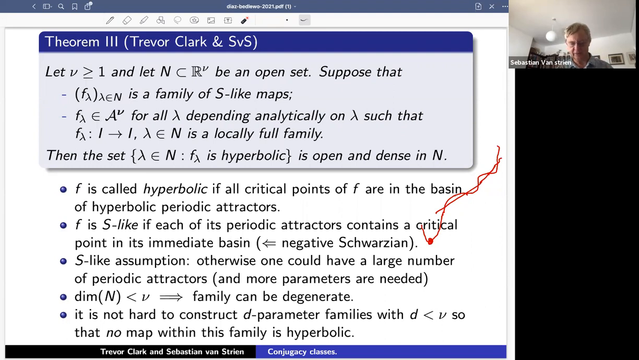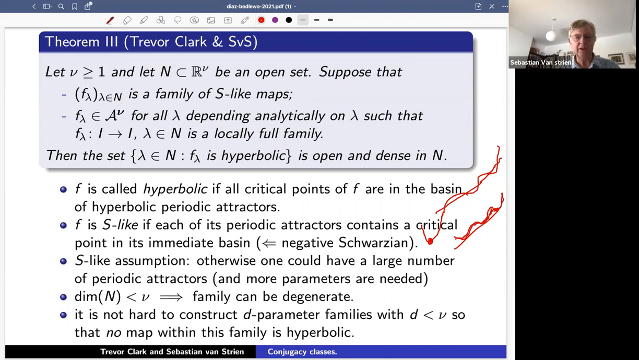And in this case, the attractors are simple. And well, why do you want to assume this S-like assumption? Because if you have loads of periodic attractors, like in this picture here, where you have several periodic attractors, then in fact you need more parameters, because you could easily imagine that you have a family, and let me draw that here, which has several tangencies. Well, this is meant to be a tangency, and here's a tangency, another tangency. Oops, this is meant to be not a critical point, but anyway, that's the picture I have in mind.